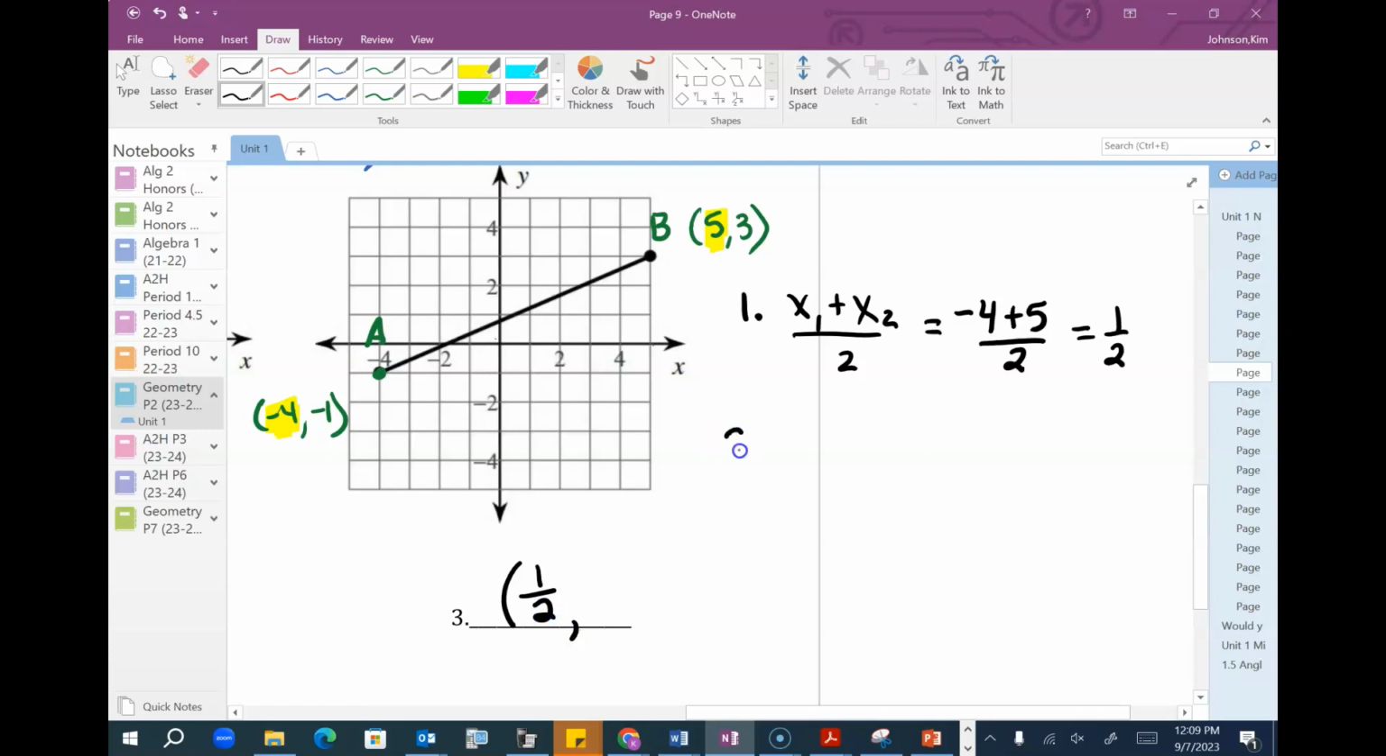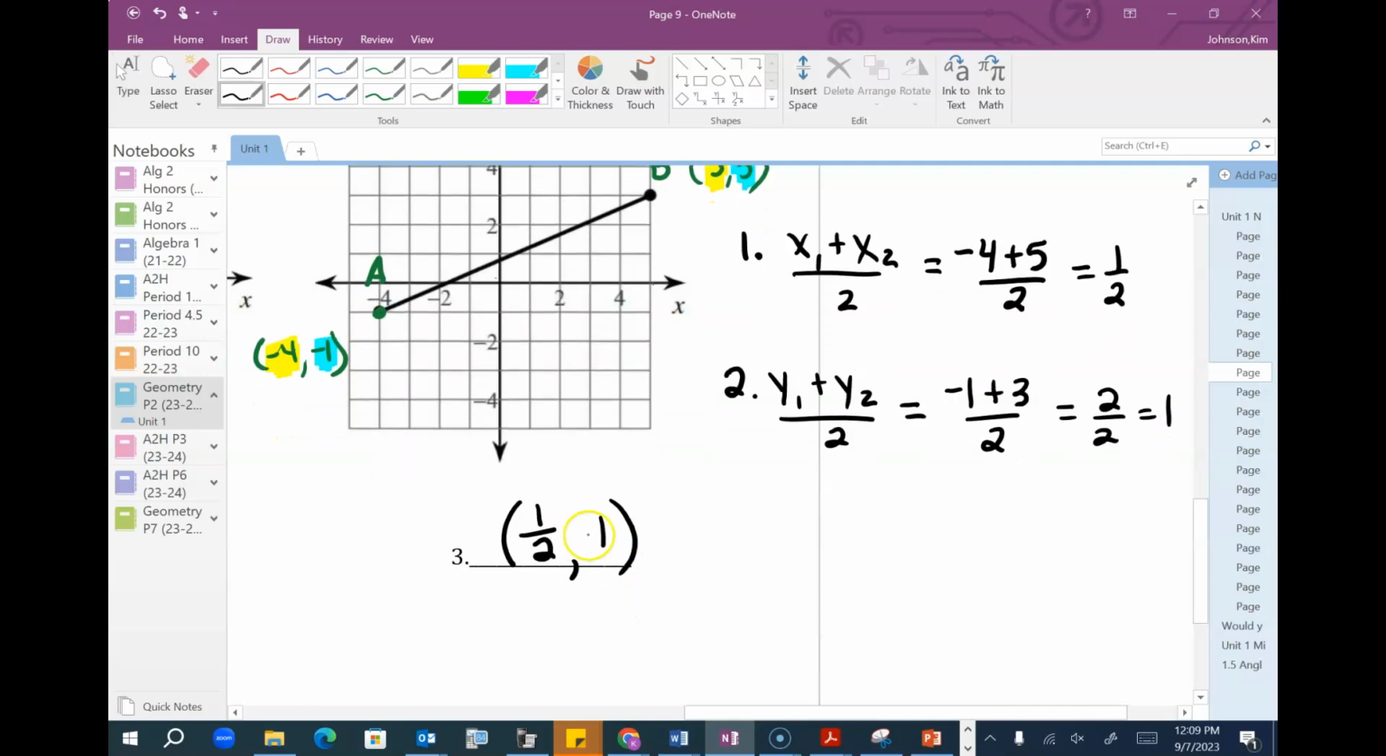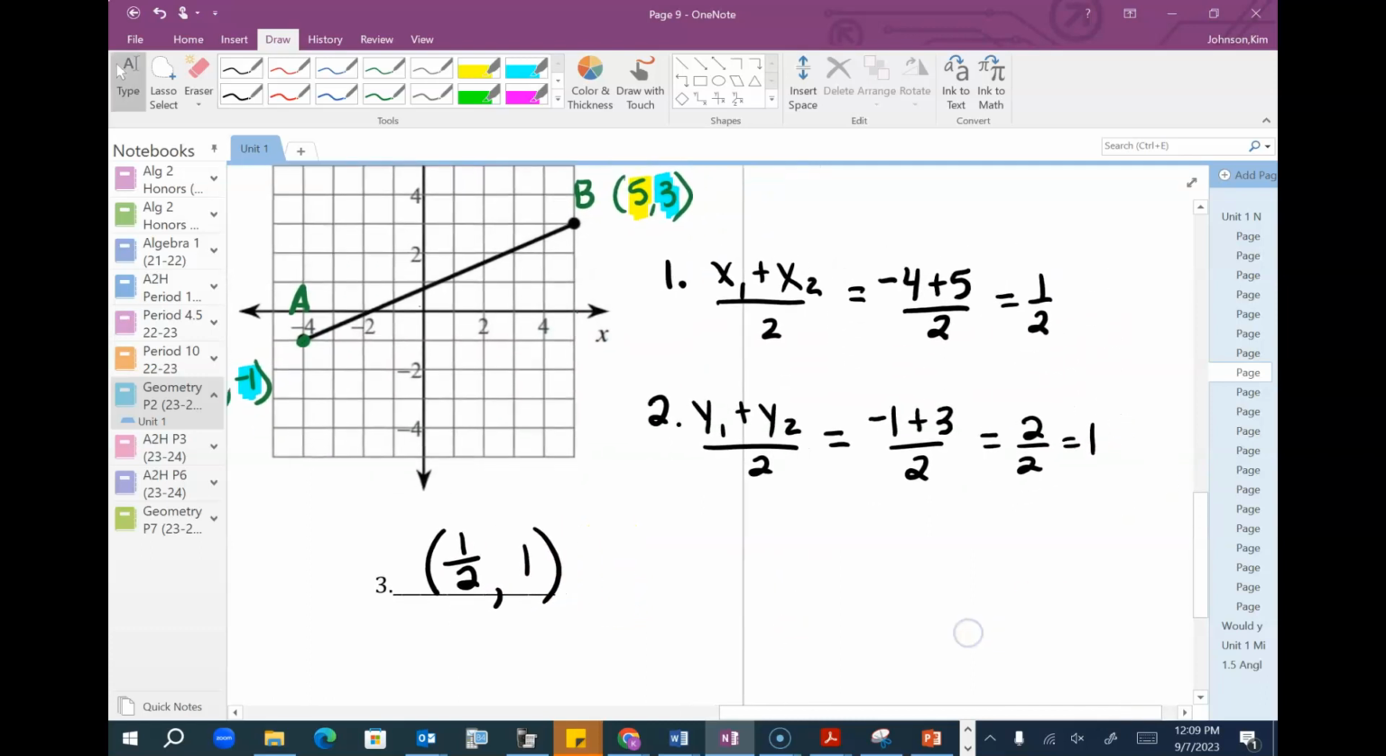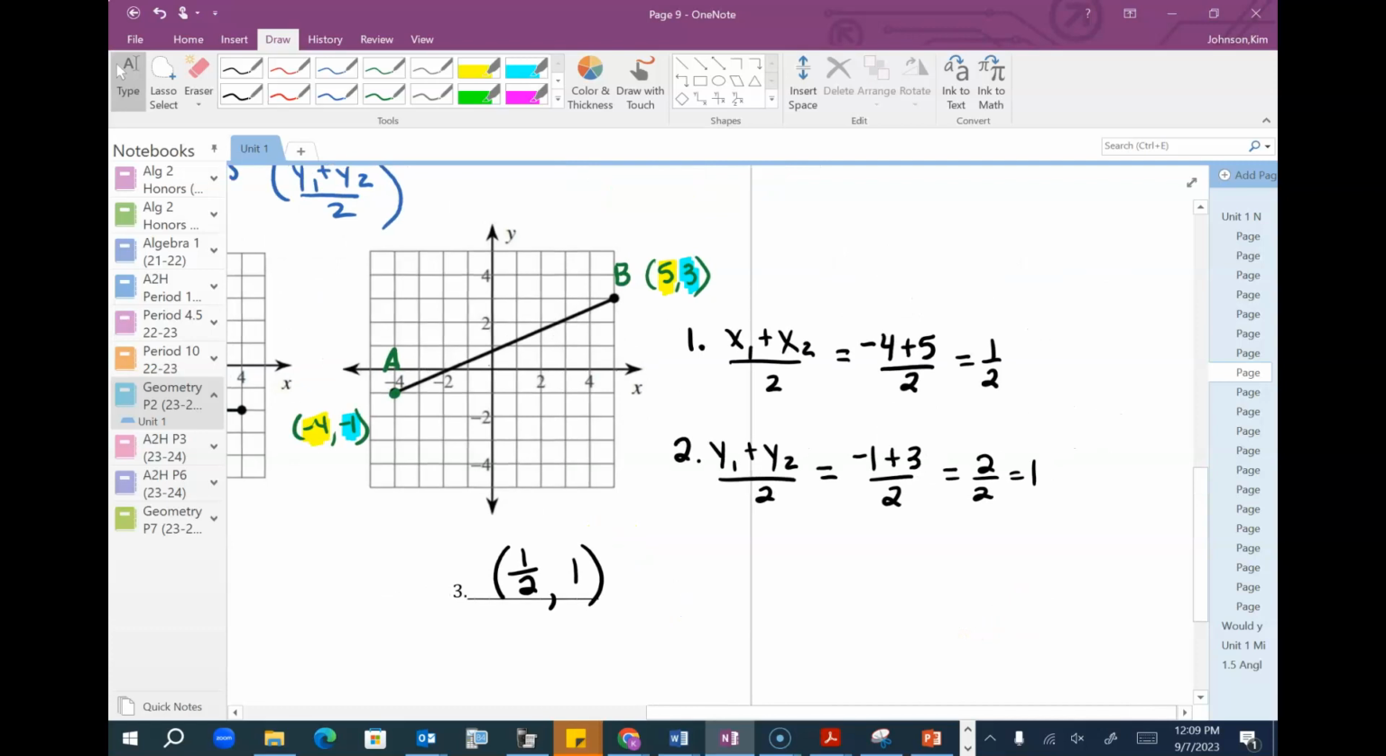And then I'm going to find the middle of my y, so I'm going to do y1 plus y2 divided by 2. Our y values look like they're -1 and 3, so -1 plus 3 divided by 2 gives me 2 divided by 2, which is 1. And so my ordered pair is 1/2, 1. All right, I hope that helps as you're working to find midpoints of a segment on a coordinate plane.